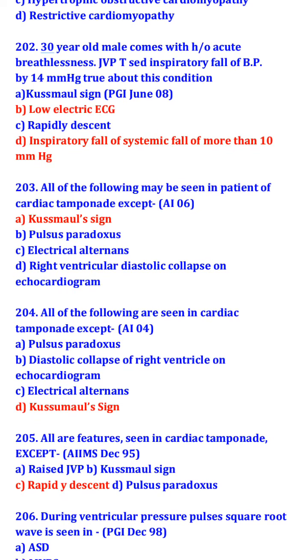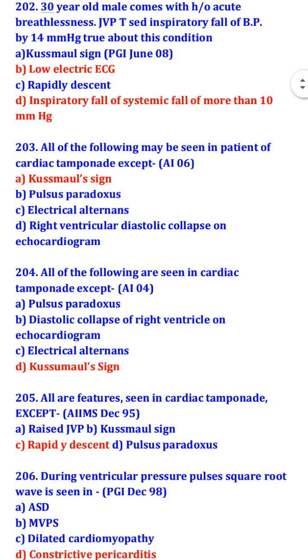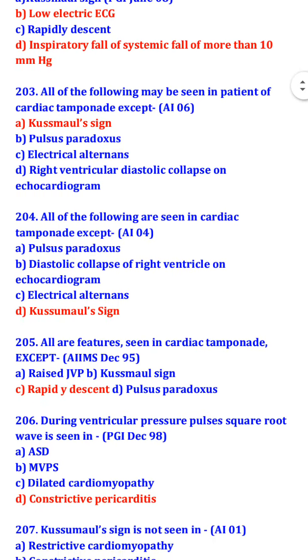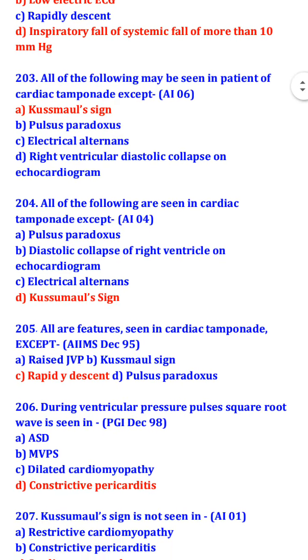So what can be seen in cardiac tamponade? Pulsus paradoxus, electrical alternans, and right ventricular diastolic collapse on echocardiogram. All of the following are seen in cardiac tamponade except Kussmaul sign. What can be seen? Pulsus paradoxus, diastolic collapse of the right ventricle on echocardiogram, and electrical alternans.